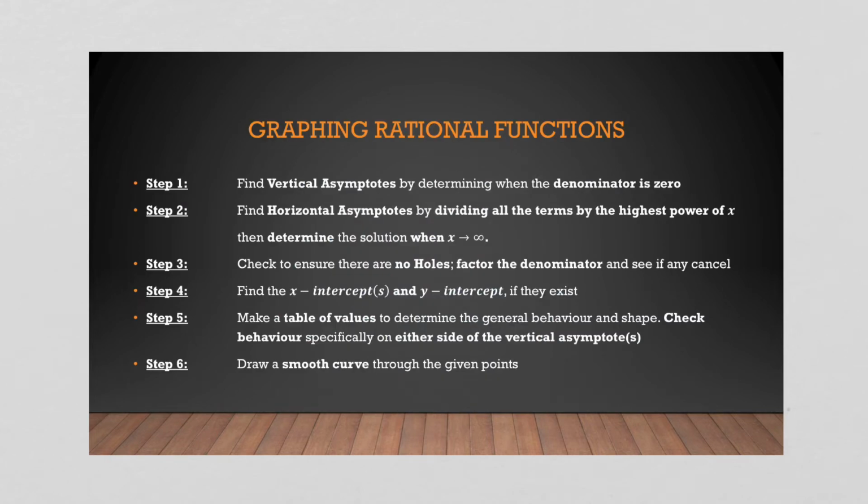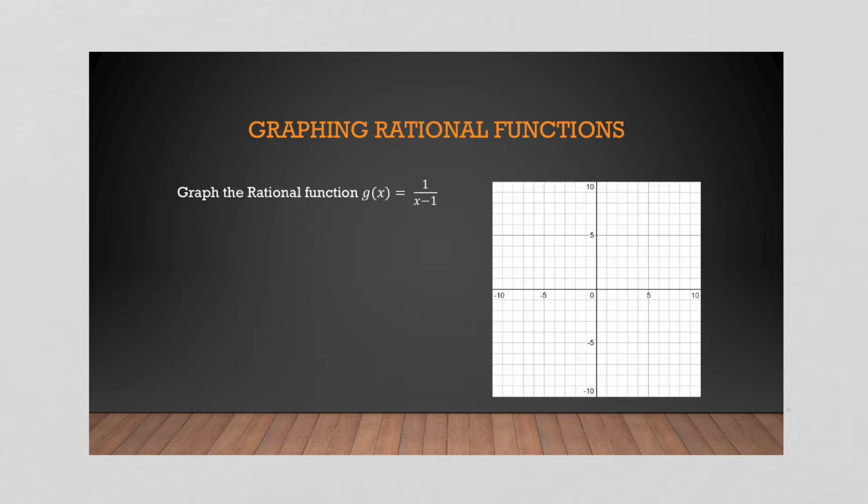But this is what we talked about last time. When you're graphing a rational function, you always want to start with identifying your vertical asymptotes. Now, you can't do your holes until you factor, but vertical asymptotes oftentimes stare you in the face. You want to consider your horizontal asymptotes, then your holes, then your intercepts, and then you make a table of values to find your general peak and valley points. So let's go. Graph this rational function.